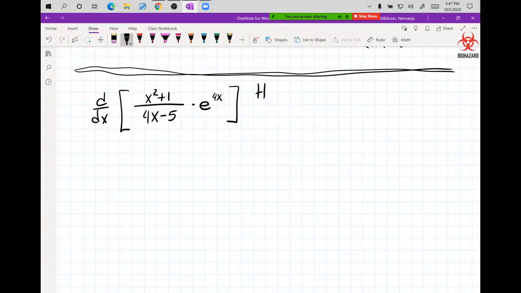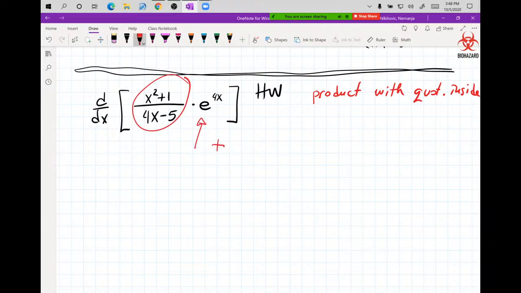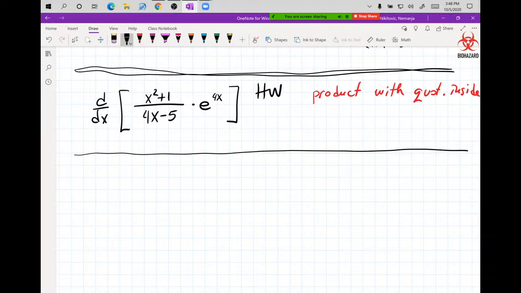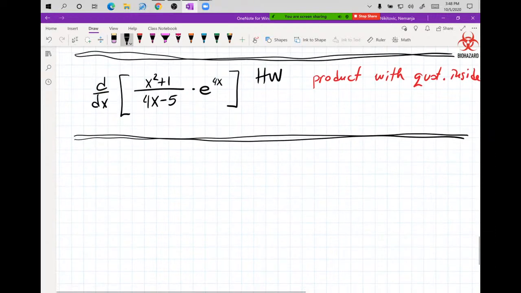So I would like you to do this for homework as a practice. But this is the product rule, product with quotient inside. So you will say copy the first, derivative of the second, plus, copy the second, derivative of the first, and that's when the quotient rule kicks in. So you will see that when you try this problem at home later. I mean, if you care. If you don't care, then why should anyone else care?